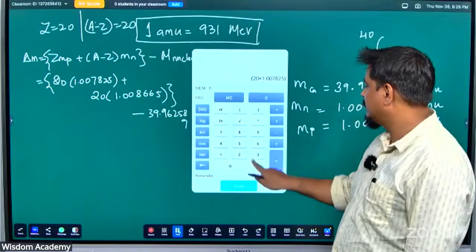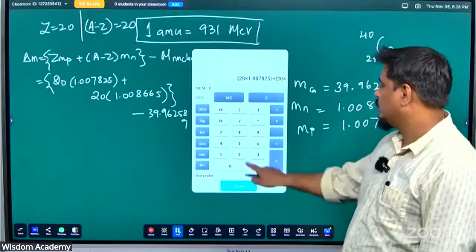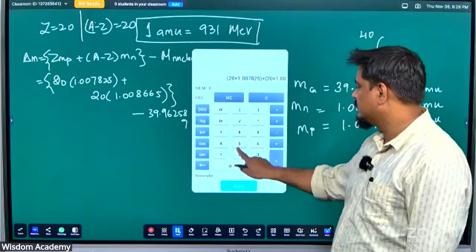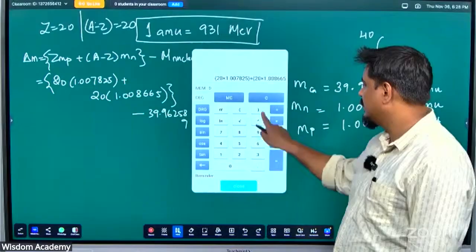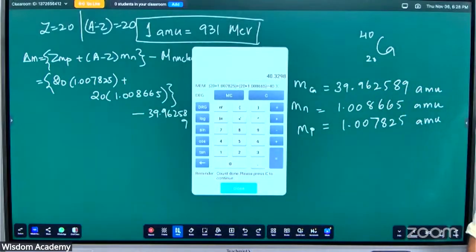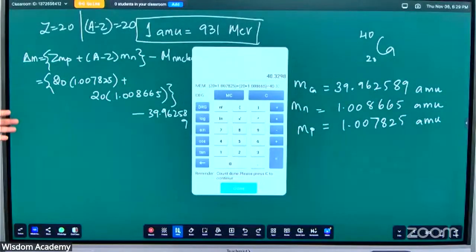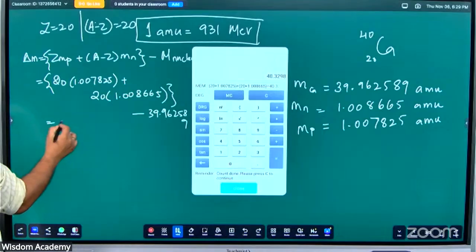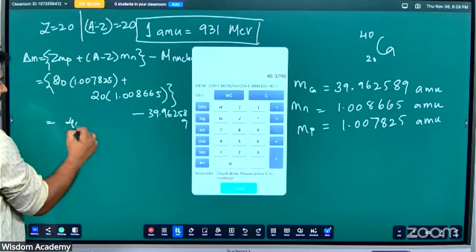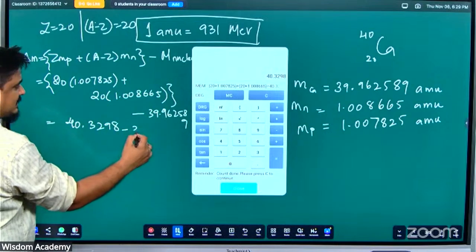Okay. Plus again 20 into 1.008665. When I do this, I am getting 40.3298. Did you get that? If you got it, you are doing correct calculation. Sir, at the end, instead of subtracting the mass of calcium, we subtracted the mass of neutron. Okay. Now you see, we got the value of this expected mass as 40.3298.